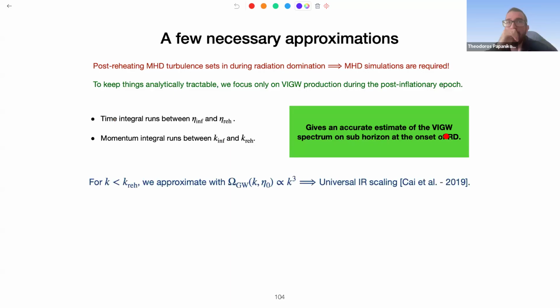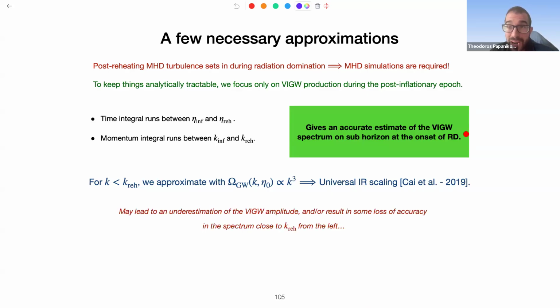Regarding super-horizon scales, we made an approximation by using the universal IR scaling, which scales as k cubed, and which is valid for well-behaved source terms of bilinear form, which happens to be the case of our primordial magnetic fields. This was the case also for scalar-induced gravitational waves, which present a universal IR scaling of k cubed in the very small comoving scale region. However, we should be careful not to trust this k-cube approximation if we go close to k reheating from below. There, we expect to have a loss of accuracy regarding the spectral shape of our gravitational waves.